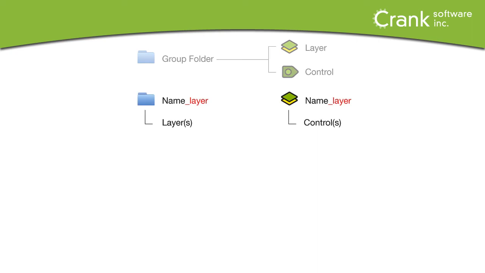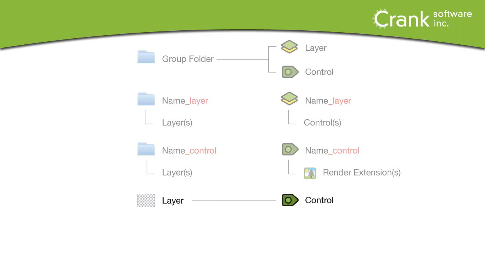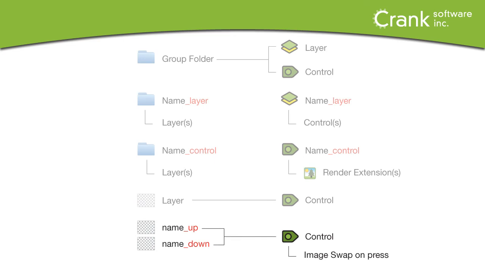So let's quickly review the naming that we're going to apply in Photoshop. A group folder can be a layer or a control. If the group folder is named with _layer on the end, the content in that subfolder will become controls. If a group folder is named with _control, then the content in the subfolder will become render extensions of that control. A regular layer in Photoshop will become a control when it's imported into Storyboard. And if you add _up and _down on two layers, it will become a single control with an image swap on press. Just remember that you need to give the two Photoshop layers the same name before adding the up and down.